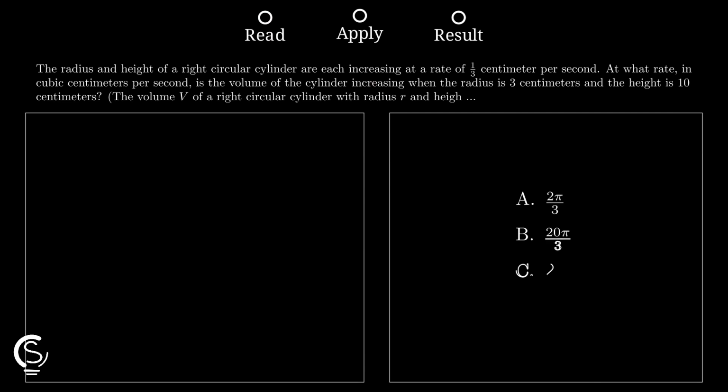Start with the volume formula, V equals pi times r squared times h. Since both the radius and height change over time, we must treat both variables as functions of time. Apply the product rule to find the derivative of volume. This gives us pi times the quantity of 2rh times dr/dt plus r squared times dh/dt.